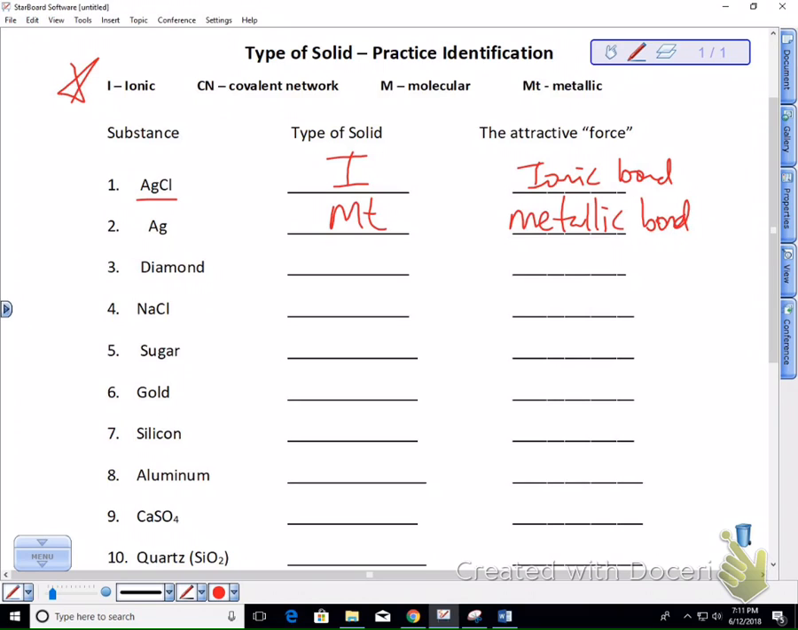Number three, we have diamond. Of course, that's hard if you don't know what diamond is, but diamond is carbon, and so it's a nonmetal. So that's going to really put us into covalent something. And if you know diamond, you know it's really hard. It is a covalent network. If it was molecular, it would be soft, and you could probably squeeze a diamond. So the thing that makes it a solid is a covalent bond.